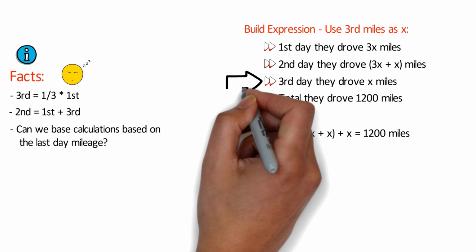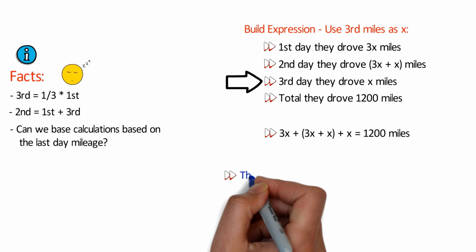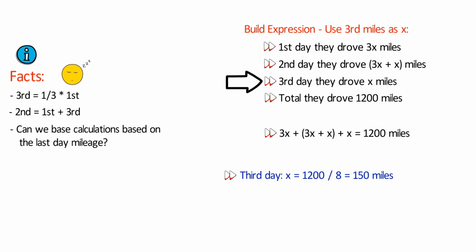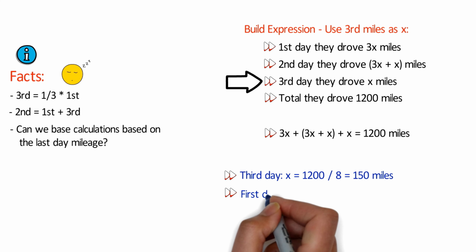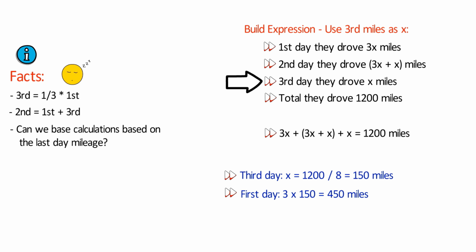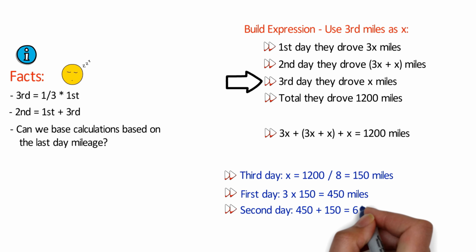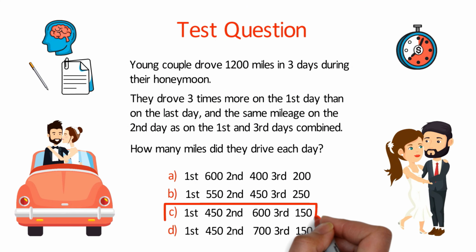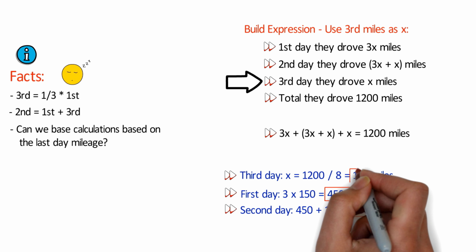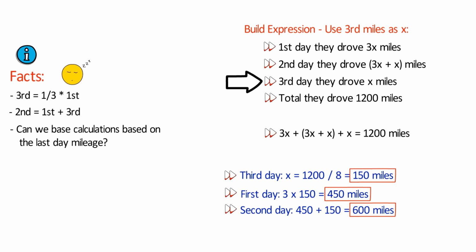Let's do the calculation for x, which also represents the third day. X equals 1200 divided by 8, which is 150 miles. And this is how many miles they drove on the third day. On the first day then, they drove 3 multiplied by 150, which is an equivalent of 450 miles. And on the second day, they drove 450 plus 150 equals 600 miles. So the correct choice here is choice C. On the first day 450 miles, second day 600 miles, and on the third day 150 miles.